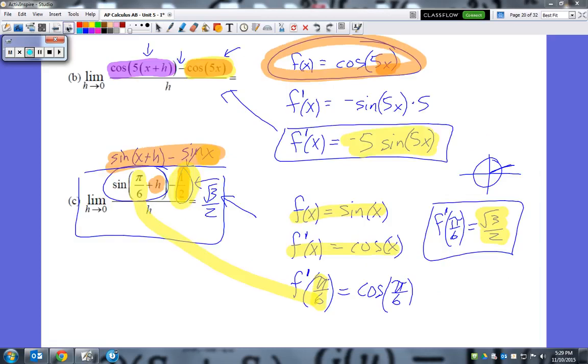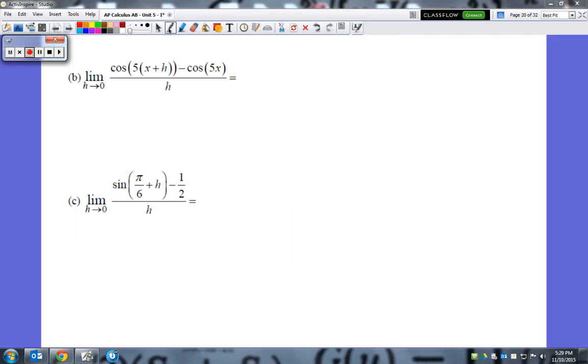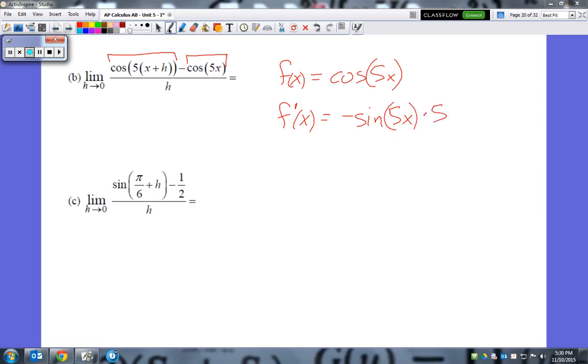All right, so notice here, I have, let me take this off. I don't want to have that pre-filled. I have f of x plus h minus f of x. So I'm going to assign f of x, so let f of x equal the cosine of 5x. Therefore, f prime of x is just going to be the derivative to get negative sine of 5x times 5, because it's chain rule. So that simplified form, f prime of x is equal to negative 5 times the sine of 5x. That is the answer.